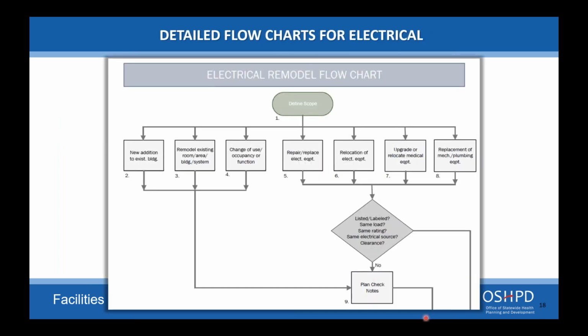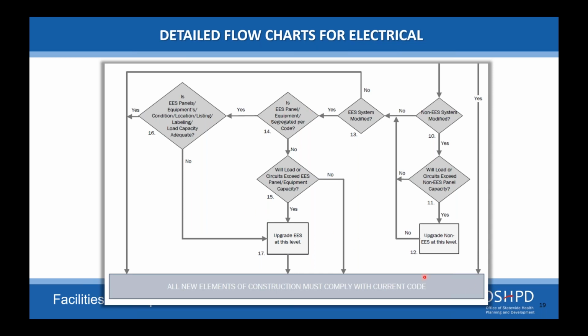So looking at the electrical flow chart, you can see here across the top, we have a whole series of things that you can do. But as you follow it down, you kind of come up with the same thing. All new elements of construction comply with current code. So no matter what you're doing, you have to comply with the current code. The key here is all new elements need to comply with current code.